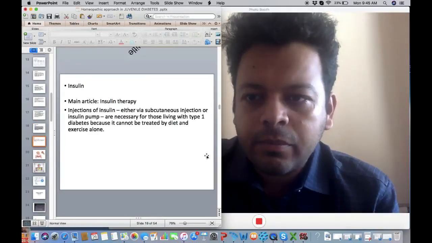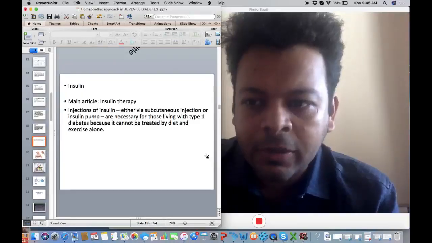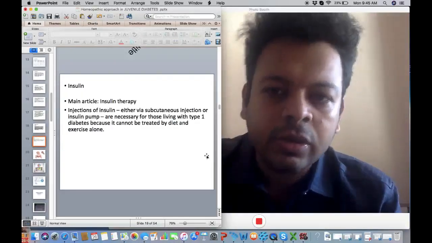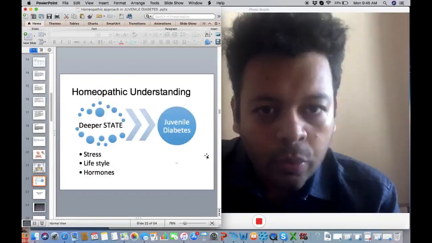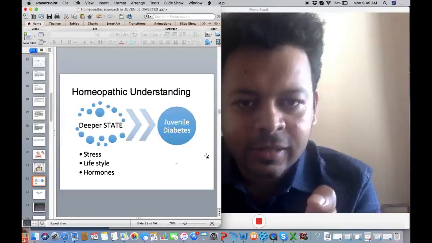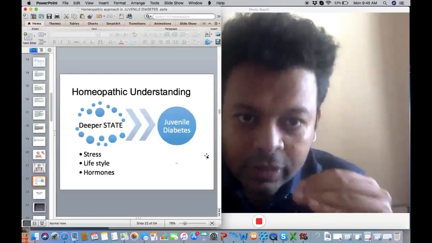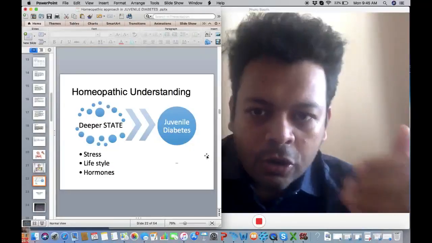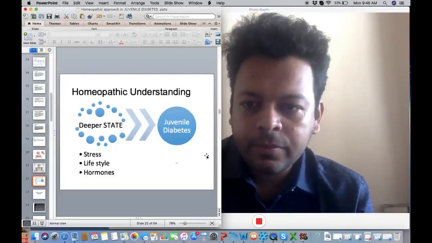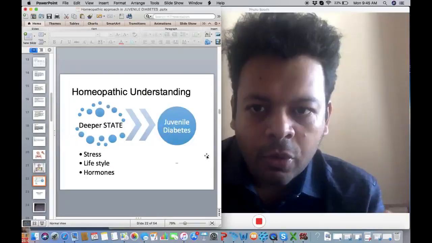Well, one of the main things that most of modern medicine comes up with is insulin therapy. But along with insulin, I want to tell you one of the most important is homeopathy. Homeopathy can be a good accessory to be given at times along with insulin, and we can reduce the insulin units. We have to go to the deeper state beyond the juvenile diabetes. And often the mother's history during pregnancy is a very important factor as well.